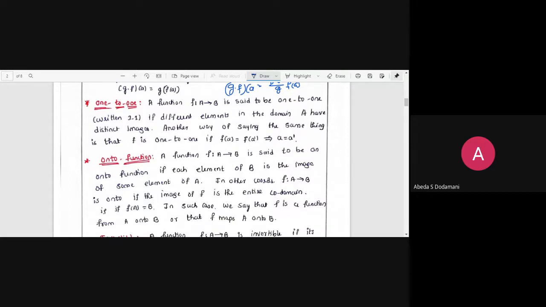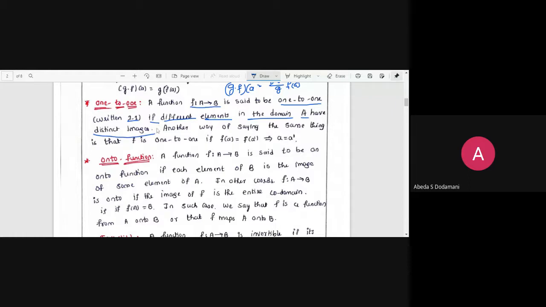Now let's go to the next variety of function. What is a 1 to 1 function? It is also called a 1-1 function or injective function. These are the names. A function f from A to B is said to be 1 to 1 or injective, also written as 1-1, if different elements in the domain A have distinct images. Just try to note it.